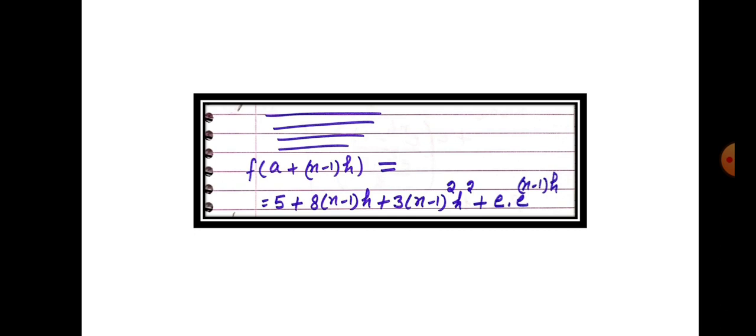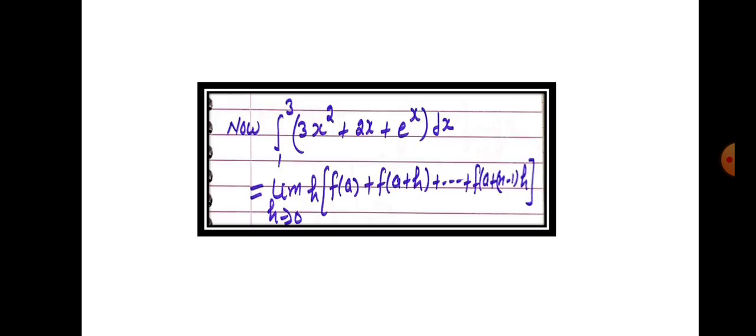So on continuing like this, f of a plus n minus 1 into h is equal to 5 plus 8 into n minus 1 into h plus 3 into n minus 1 whole square into h square plus e into e raised to power n minus 1 into h. So now integration 1 to 3, 3x square plus 2x plus e raised to power x dx is equal to limit h approaches 0, h times f of a plus f of a plus h, and so on up to f of a plus n minus 1 into h.